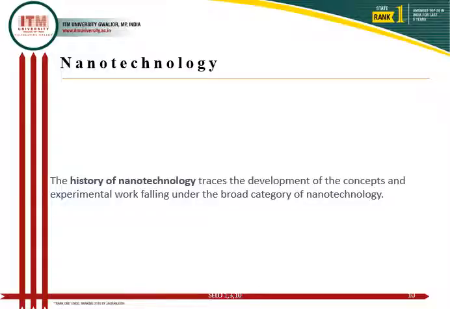The history of nanotechnology actually traces the development of concept and experimental work falling under the broad category of nanotechnology. As we have discussed in the last slide, nanotechnology itself is not a subset. It's an umbrella. It's a canvas on which all the sciences may merge to develop. Sciences like physics, chemistry, biology, mathematics, computer science, all joined here. So whenever we talk about history of nanotechnology, we are talking about history of science, history of engineering and technology.